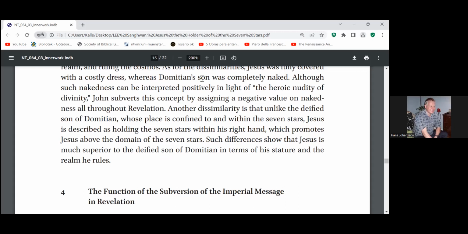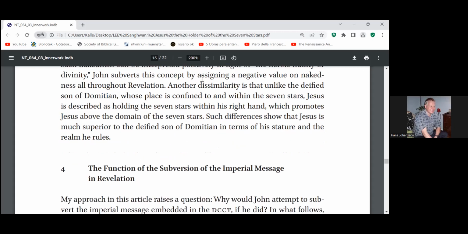Although such nakedness can be interpreted positively in light of the heroic nudity of divinity, John subverts this concept by assigning a negative value of nakedness all throughout Revelation.